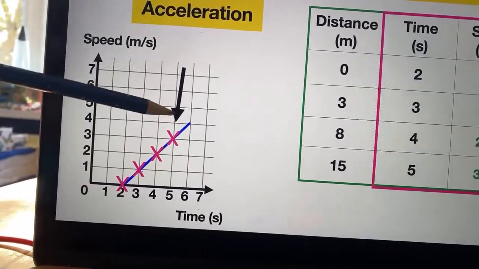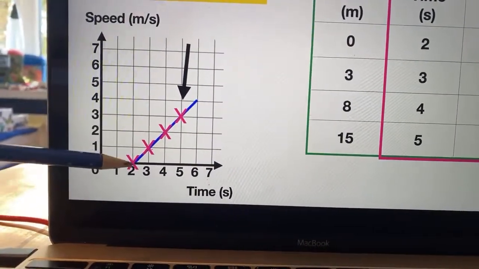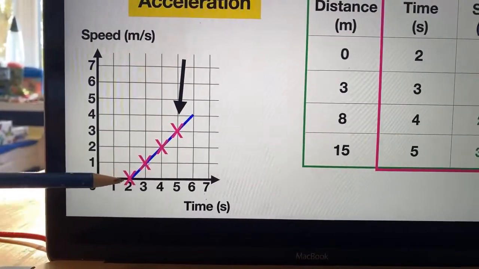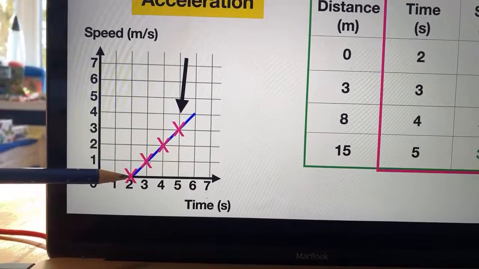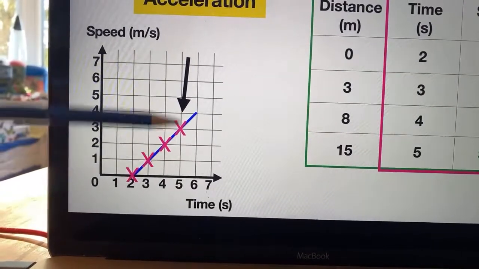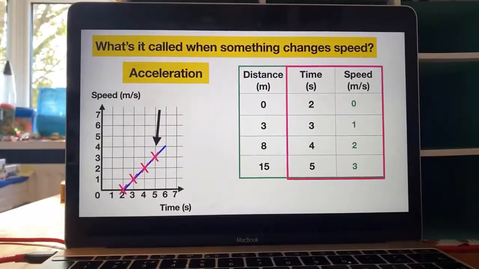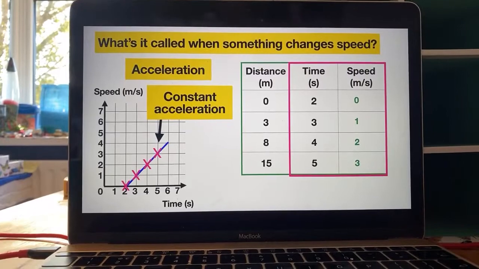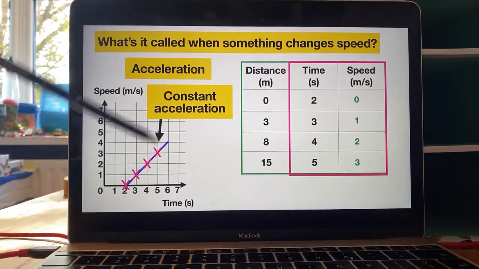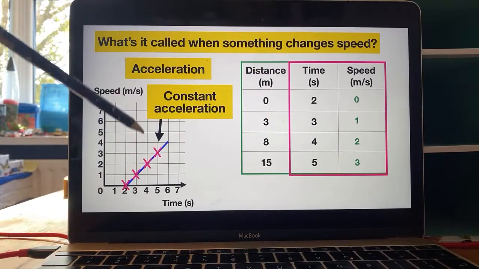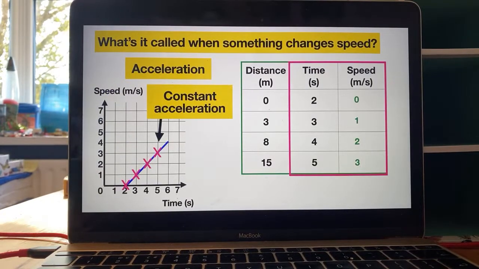So it's accelerating. But what kind of acceleration is this? Well, it's a straight line speed time graph. First it was going at 1 meter per second, then 2 meters per second, then 3 meters per second. What this graph is showing us is something called constant acceleration, which I start to find a little bit brain melty. So it's accelerating, its speed is changing, but it's changing by the same amount each time. Yeah?